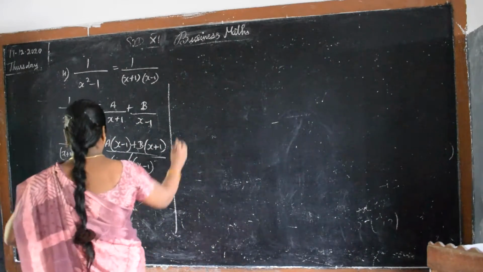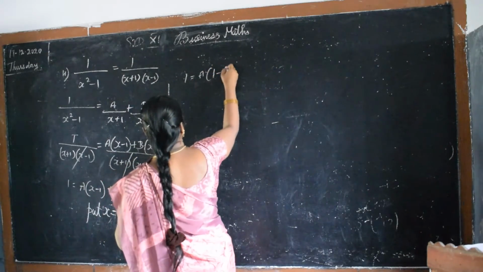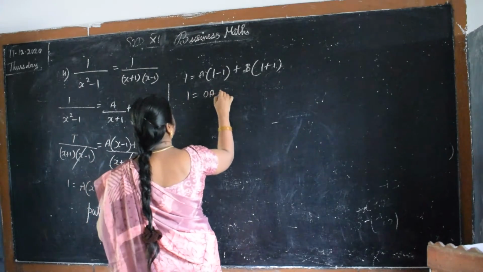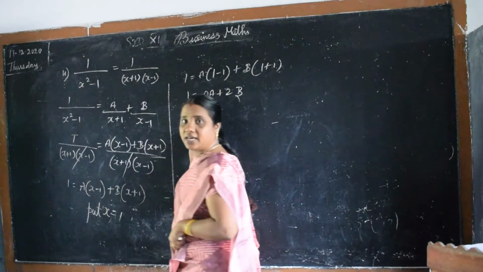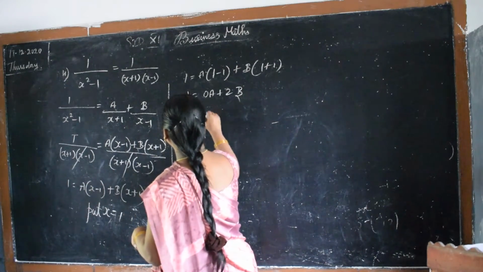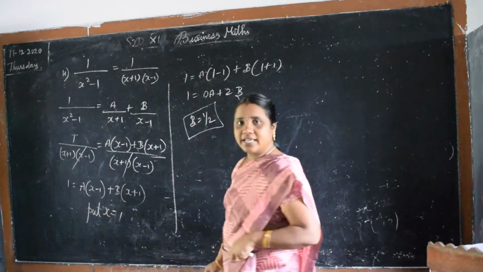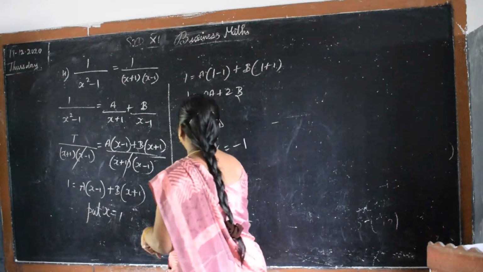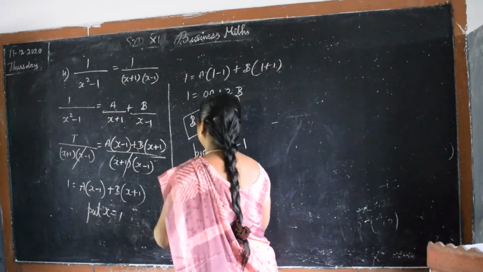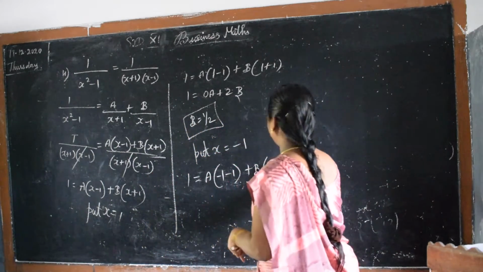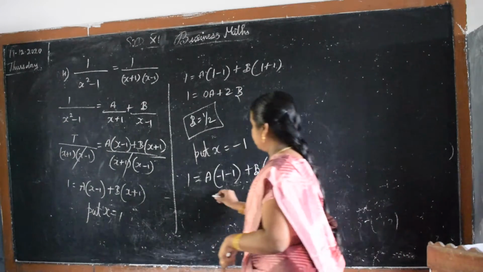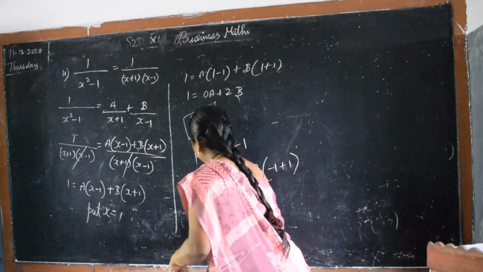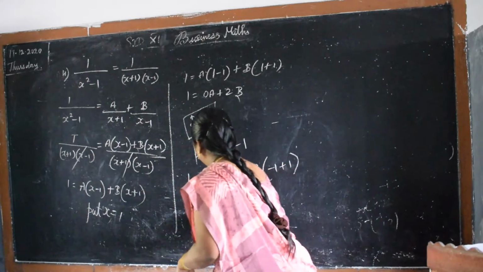So see, 1 is equal to a into 1 minus 1 plus b into 1 plus 1, that is 0a plus 2b. So what is the value of b here? Our b value is 1 by 2. Next, substitute x is equal to minus 1. Then 1 is equal to a into minus 1 minus 1, and here minus 1 plus 1, now b will become 0. Minus 2a plus 0b. So minus 1 by 2 is equal to a.